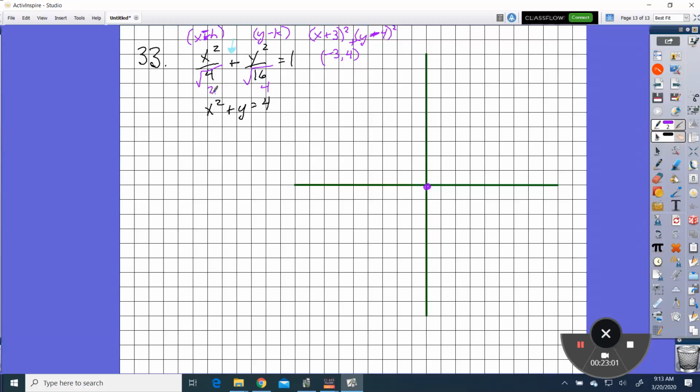The x direction, I'm going to go 2 because this is with the x. So I go right 2 and I go left 2. The y direction, I go 4. 1, 2, 3, 4. 1, 2, 3, 4. Okay, so now I connect my dots. It's going to be an ellipse, that flattened football, a squished egg. I don't know what you want to call it. But anyways, so that's my picture. It's not the best picture ever that I've made in the world, but it'll do.